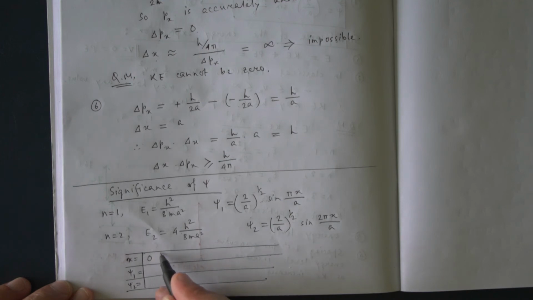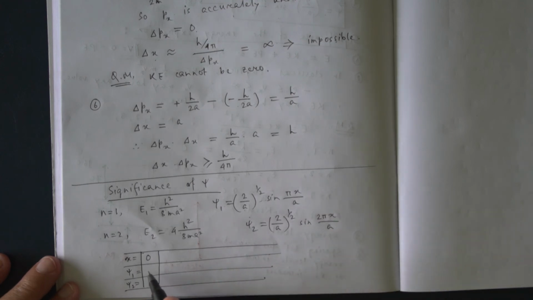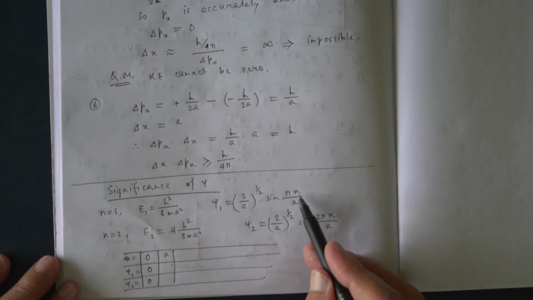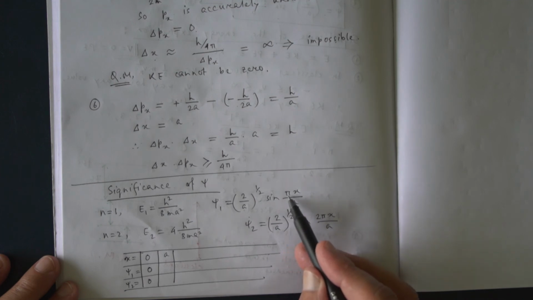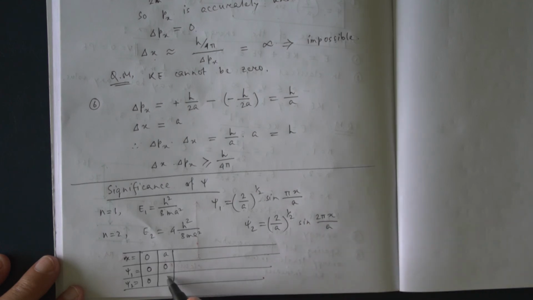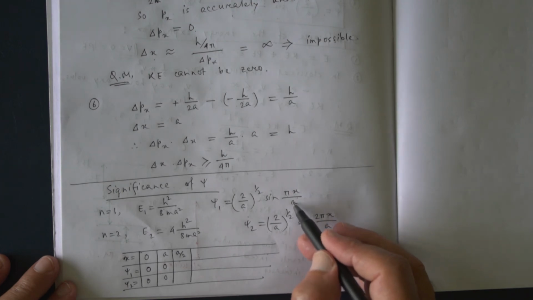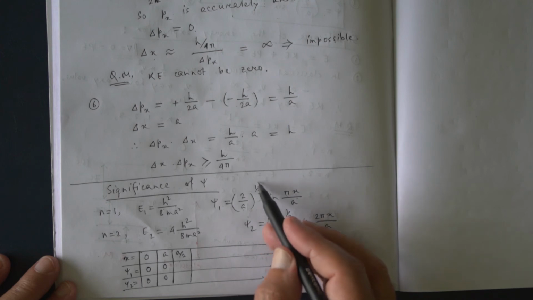Say x equal to 0. So sin 0 is 0, and psi 2 is also 0. x equal to a, so sin pi is 0, and sin 2 pi is 0. x equal to a by 2, sin pi by 2 is 1. I neglect this portion.